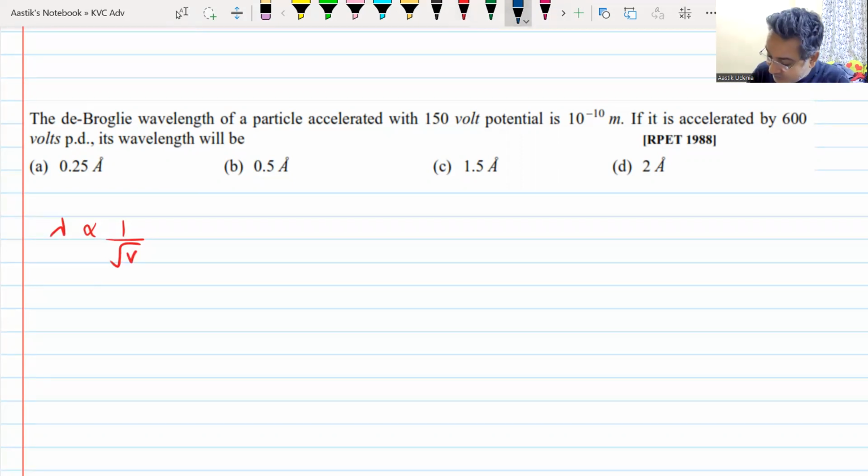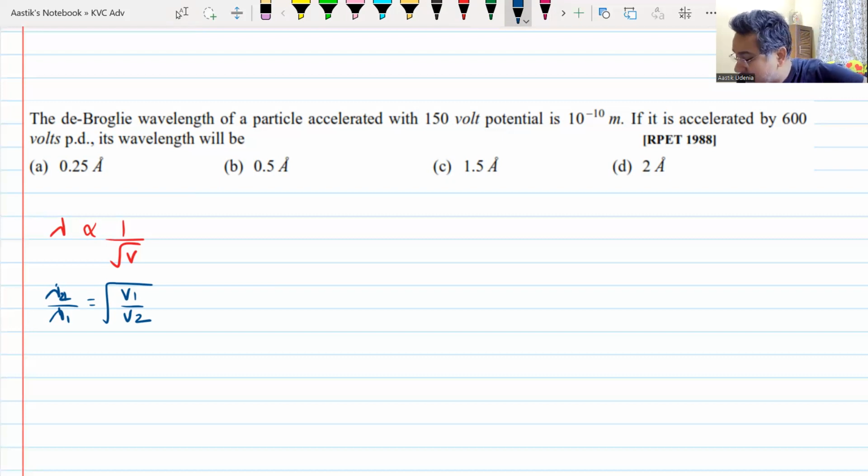If you remember this fact, lambda 2 in the second case divided by lambda in the first case will be under root of V1 by V2. The ratio of V1 by V2 is 1 by 4. Yes or no? Yes, sir. 1 by 4 root is half. So the wavelength will become half.